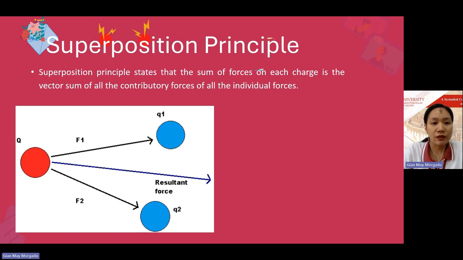Okay, so for example, on the screen, we have three charges. Charge Q, the capital Q, the red circle indicates, let's say, a positive charge.